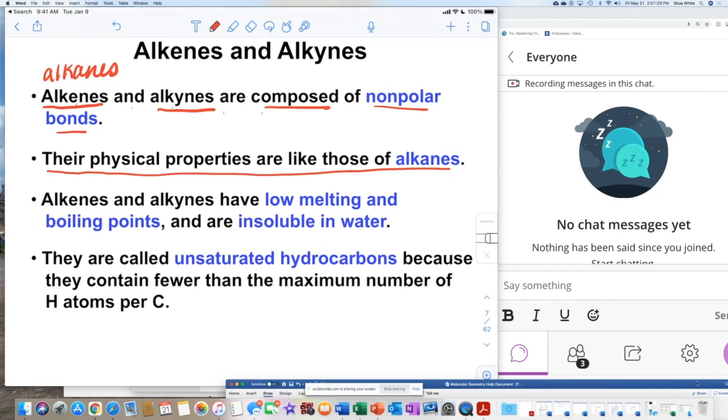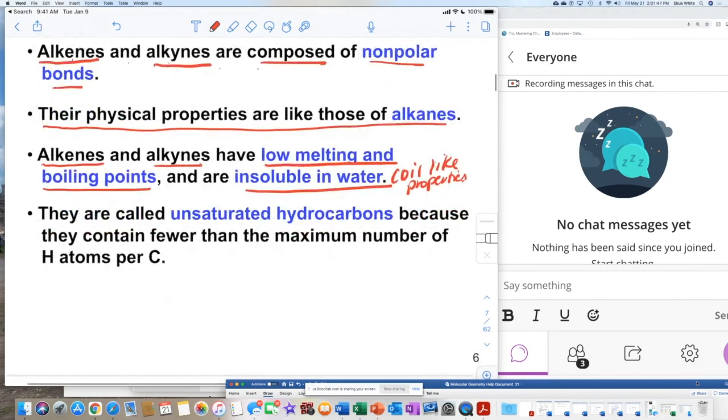Okay, because they're nonpolar, alkenes and alkanes, right, have low melting points, low boiling points, and they're not soluble in water. Because remember, they have oil-like properties. They behave like oil. So with oil-like properties, they are not soluble in water.